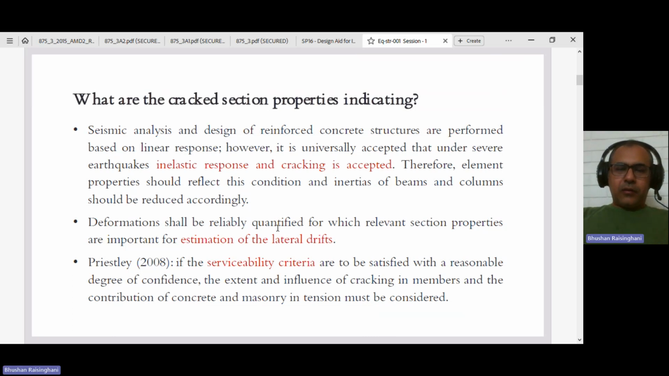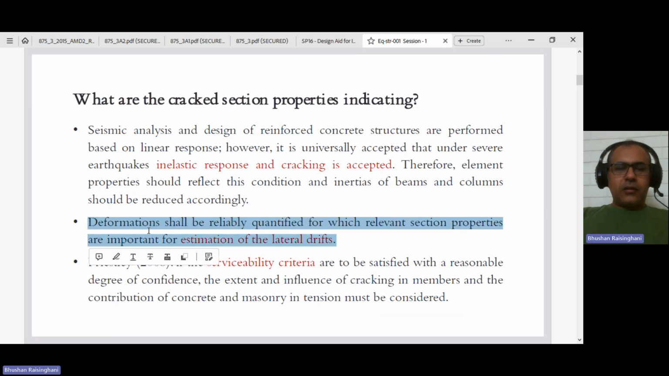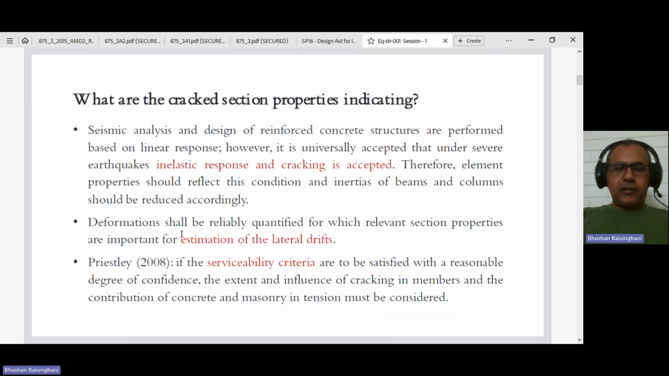Deformations shall be reliably quantified, for which relevant section properties are important for estimation of the lateral drifts. Earthquake is more of a deformation-control action, and hence this reduction in properties will help you estimate those drift demands. Based on that, you can check whether your design satisfies the interstory drift as per the IS code or not. That is 0.4% for buildings with masonry.